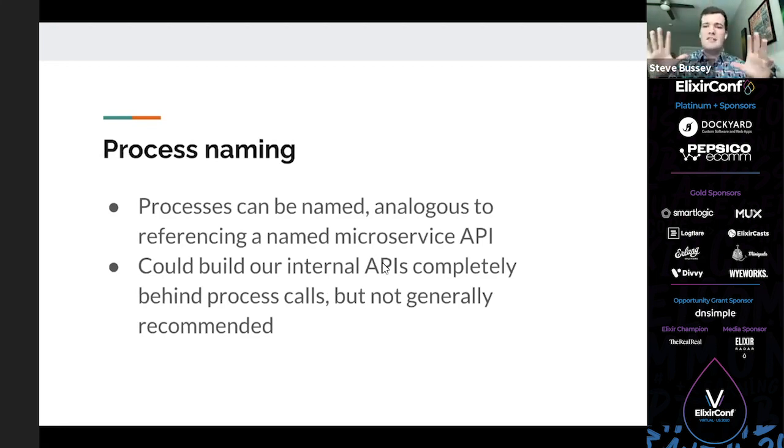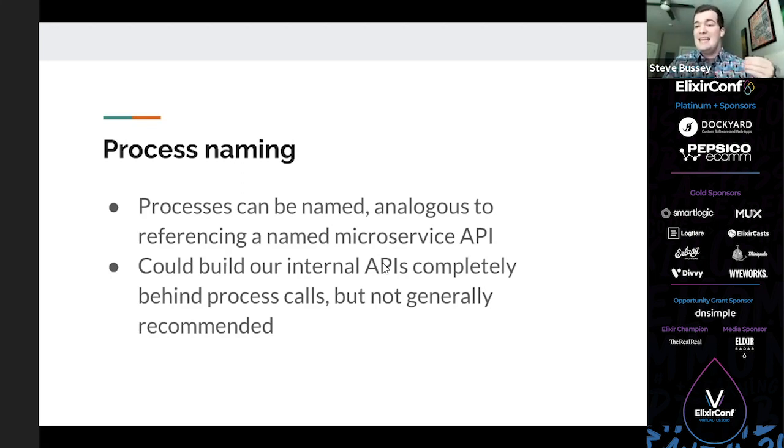So process naming, this is another thing that's just interesting when we think about microservice and monolith. It seems maybe pretty trivial. You can name a process. So let's say I had a cache and it's a process that has a PID, I can name it my cache. And other things in the application can reference my cache instead of the PID. In a way, this is a little bit like service discovery.